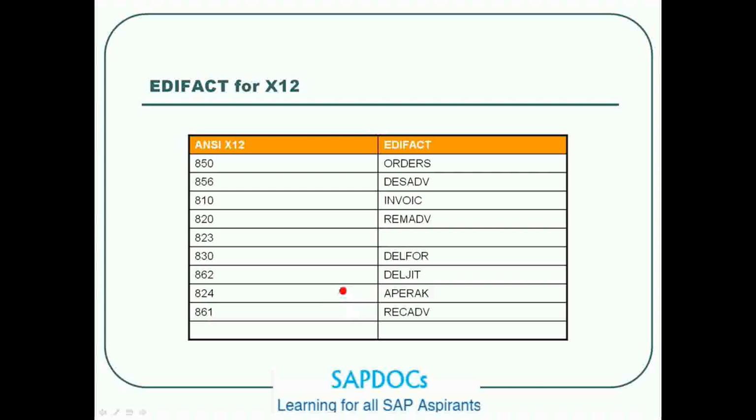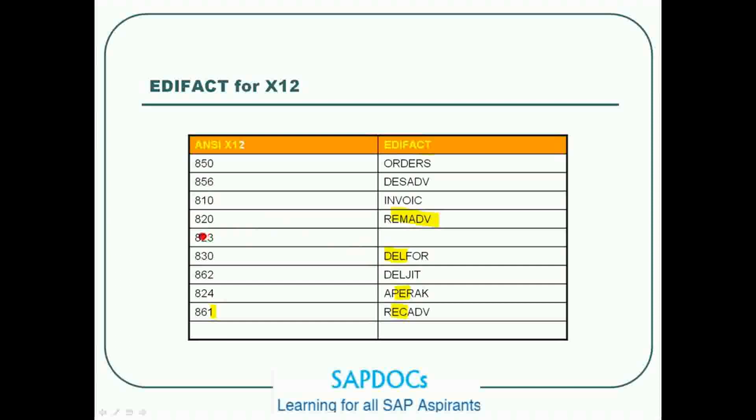The messages that we talked about are based on ANSI X12, but if our customer uses EDIFACT, we can easily map these to EDIFACT messages. 850 purchase order is ORDERS in EDIFACT. 856 is dispatch advice. 810 is invoice. 820 is remittance advice, REMADV. 823 is the lockbox. 830 is forecast, delivery forecast. 862 is DELJIT. 824 is APERAK. 861 is the RECADV or receiving advice.